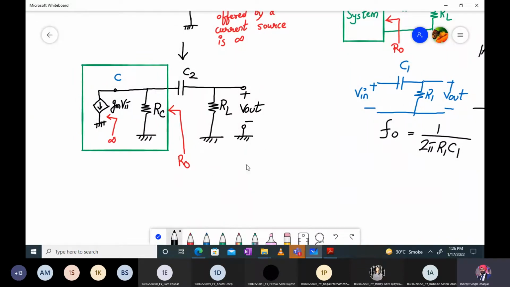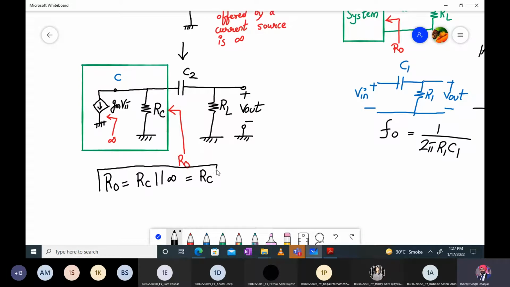I hope I am audible because I cannot hear anyone speaking. So here RO, if you see carefully, it will be RC parallel to infinite. RO will be RC parallel to infinite. And you know that if some resistance is infinite, the value will be the lower resistance itself, so this will be equal to RC itself only. Okay, so RO will be equal to RC, and this is just the RO value, right?